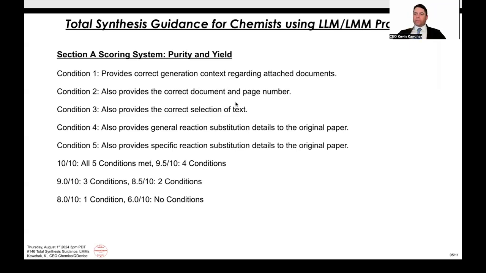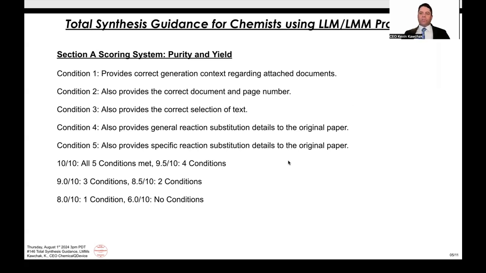So this is basically saying there are selections of text that are influencing the AI's decision to provide a recommendation, either if it was general or it gave a more specific recommendation for a different type of reagents to use. So condition 4 also provides general reaction substitution details to the paper. This is basically saying, make sure to do the very general tasks that you might forget about when you're in lab, but not giving a specific compound or a specific method.